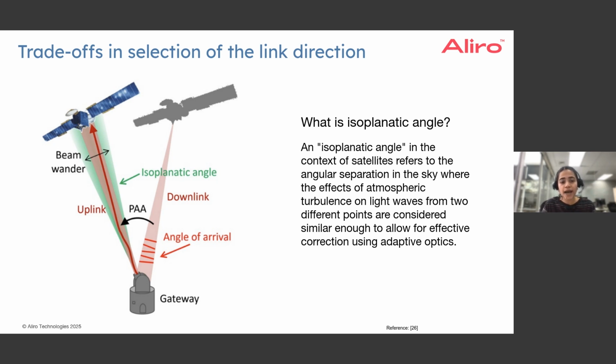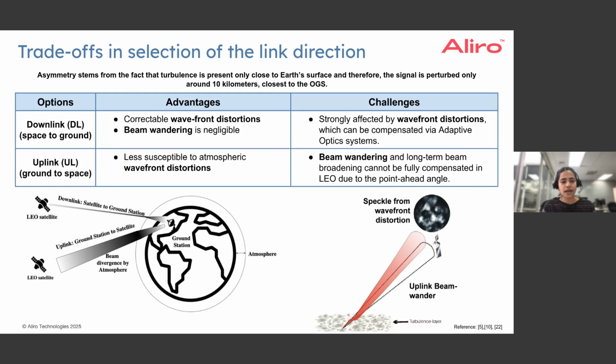However, if the point ahead angle is significantly larger than the isoplanatic angle, then the case here would be that these two beams will not have a significant overlap in the atmosphere, making it harder to correct for some effects such as beam wandering. So with these metrics in mind, let's move to understand how the trade-offs in selection of the link direction come about.